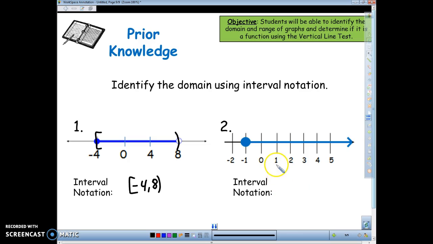go ahead and try number 2 on your own. Okay. Hopefully you've had a chance to try this one on your own, and this one is bracket -1, comma, and then the arrow goes all the way out to infinity, and that's always with the parenthesis.